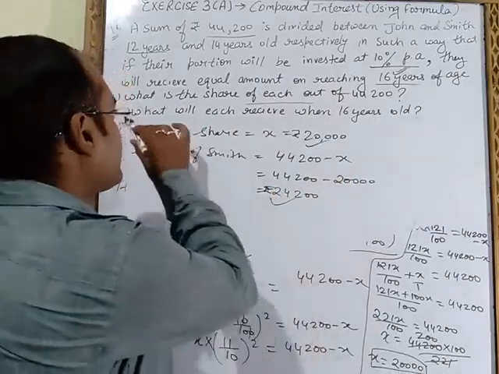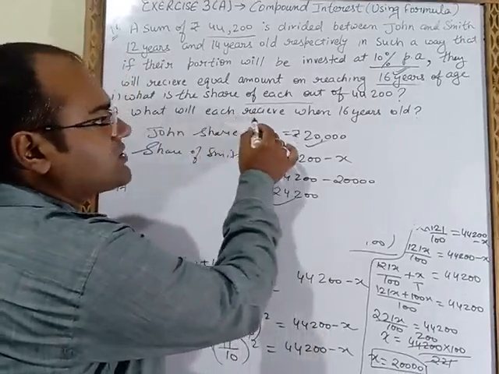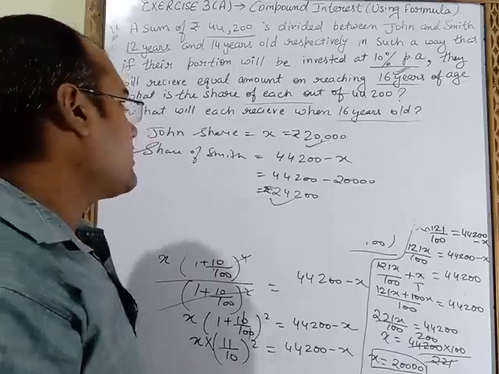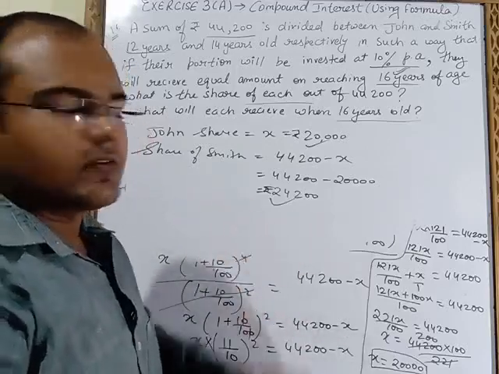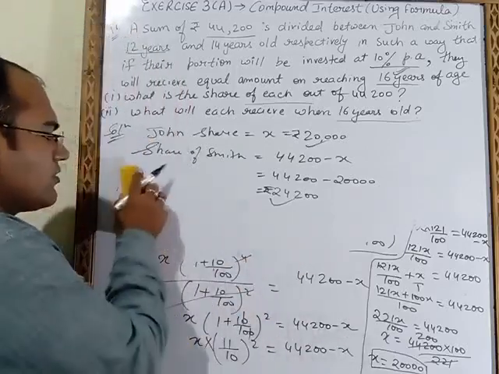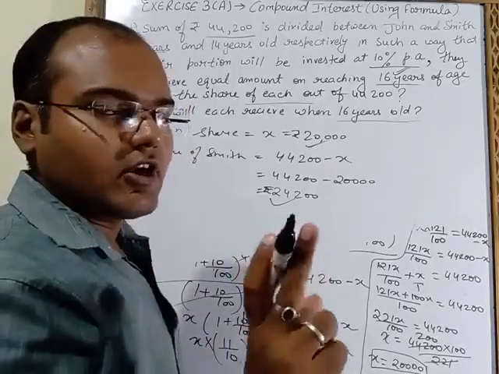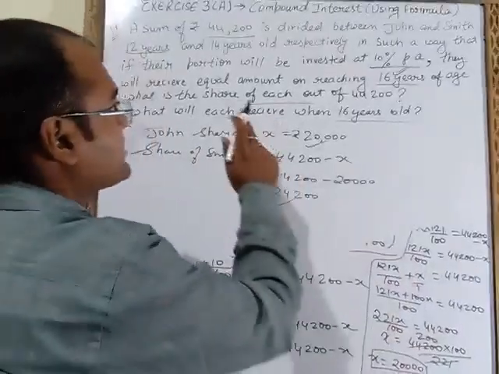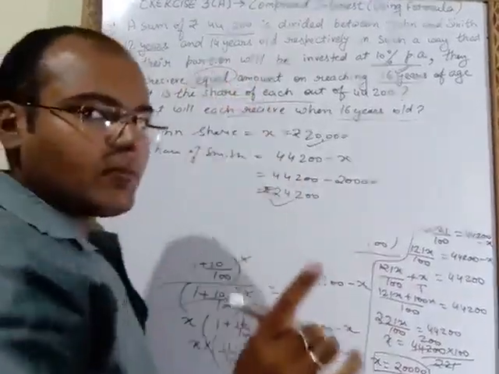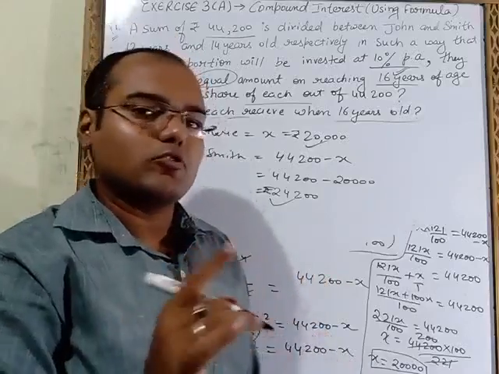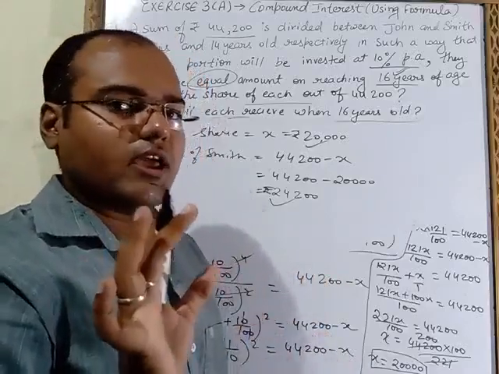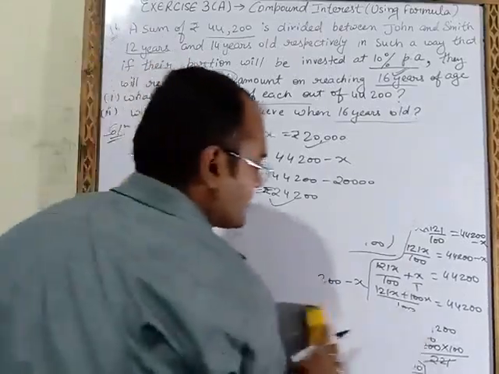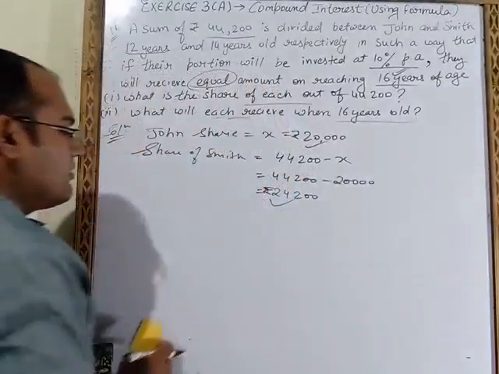Now in second part we have to find what will each receive when 16 years of age. Both will be 16 years old. How much amount each will receive. So what you have to do, we will find for one person. We will not find for both person. He is asking for both. Each means for both person he is asking. But in question he said both will receive equal amount. So no need to calculate for both the person. We will just calculate for any one person. Both will get same amount.